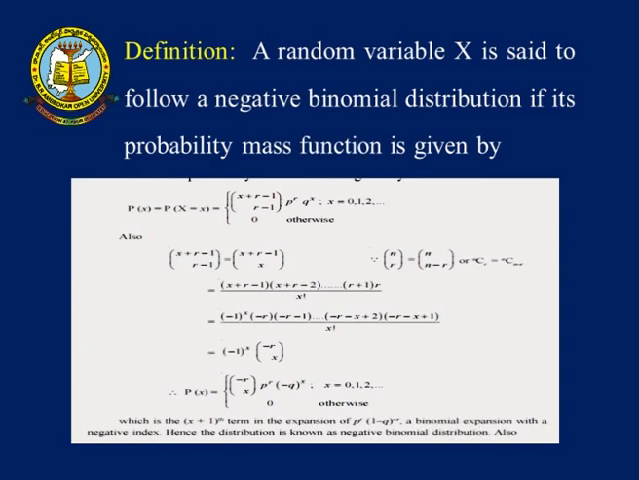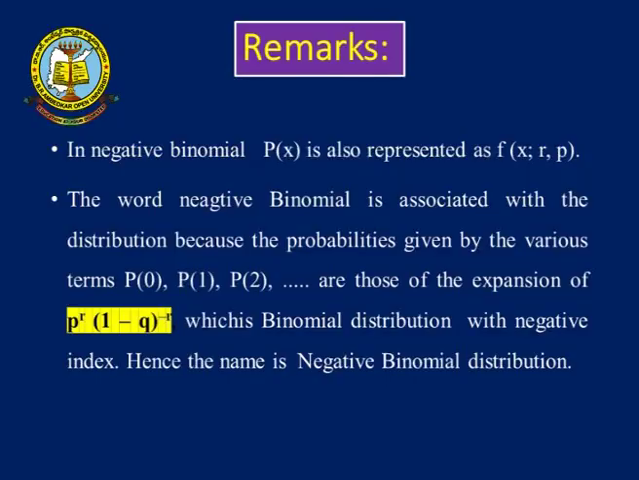So why do we call this distribution a negative binomial distribution? Because it is a binomial expansion with a negative index. Hence the distribution is known as the negative binomial distribution. Now the major remarks from this distribution: just remember these remarks, because these are the important remarks from this distribution.